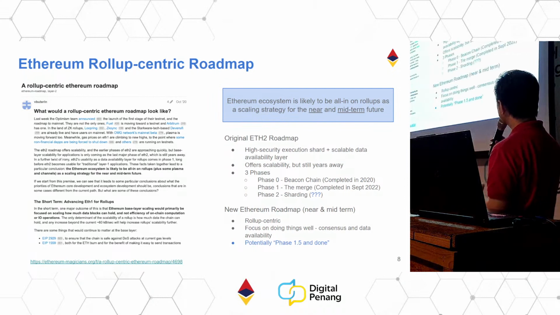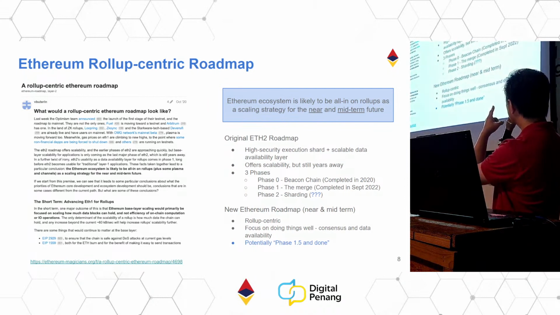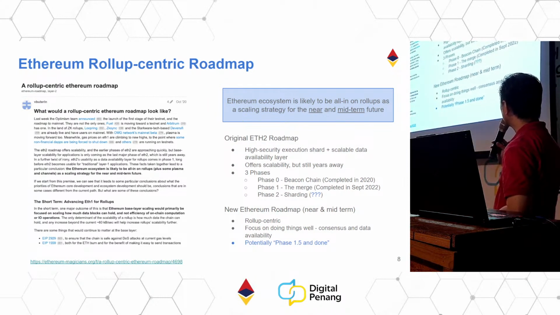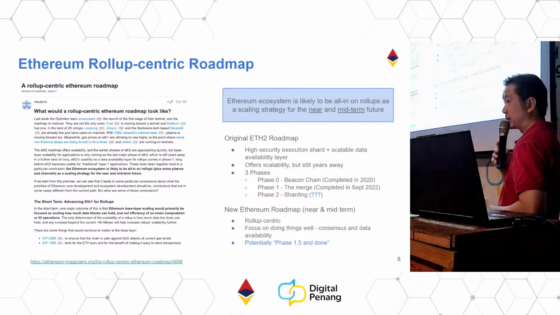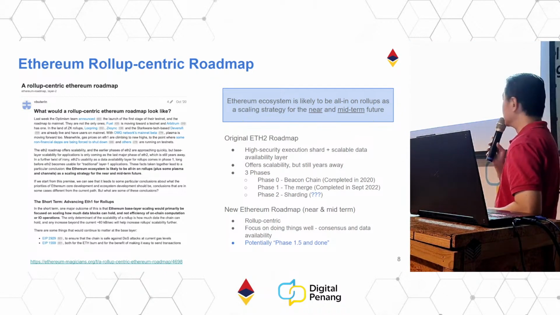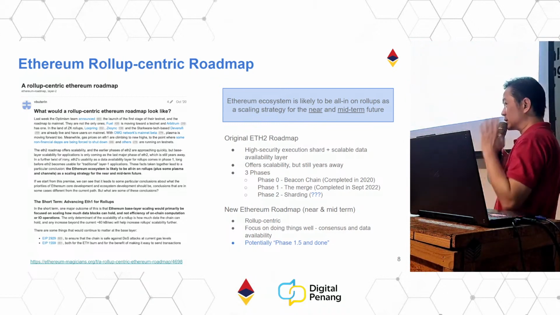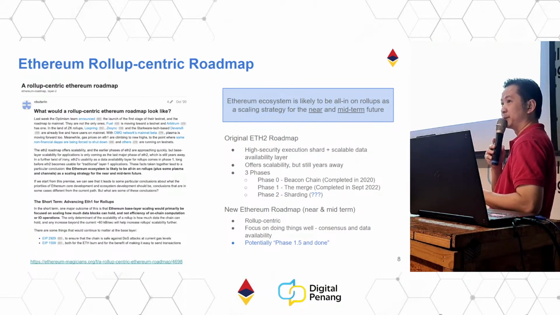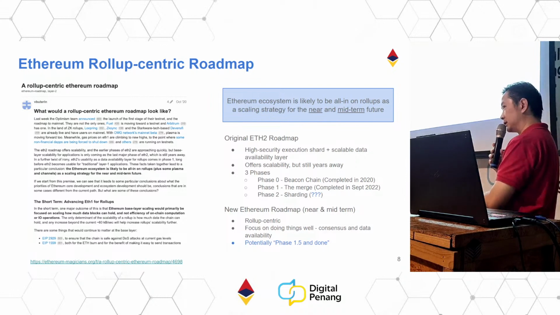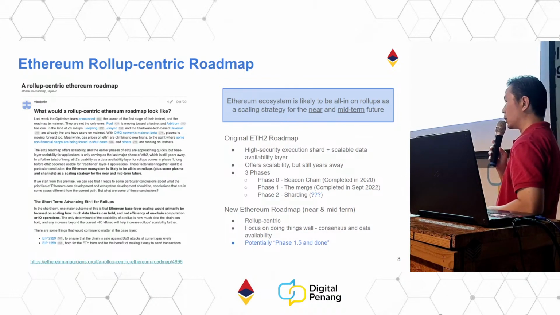And as you can see, the original ETH2 roadmap promises a high security execution shard and a scalable data availability layer. But that vision is really years away. So it is many, many years down the road. It is not like a walk in the park.